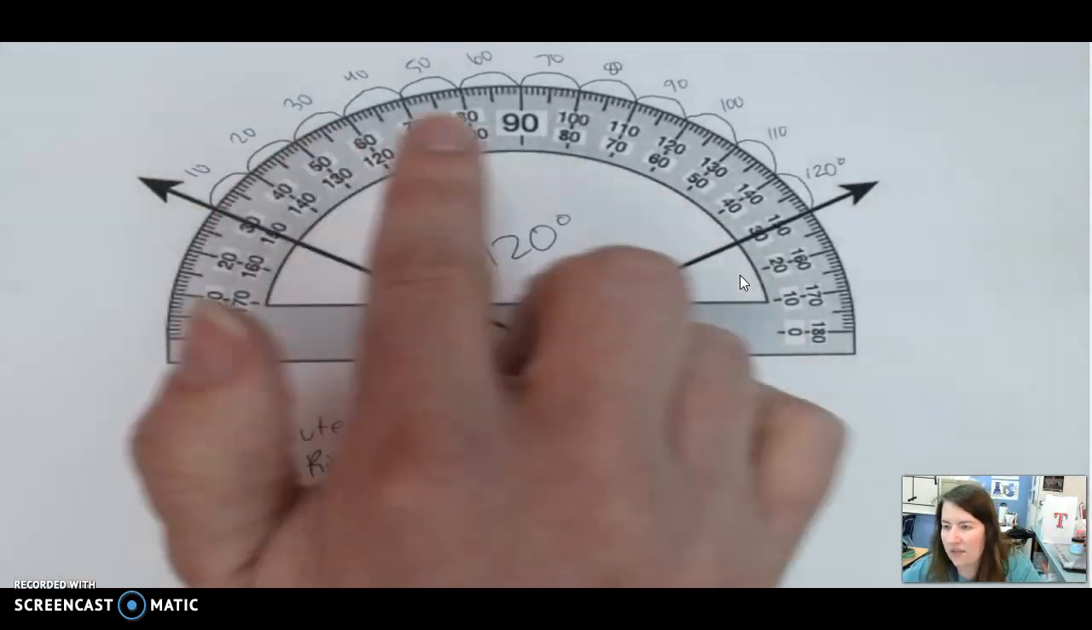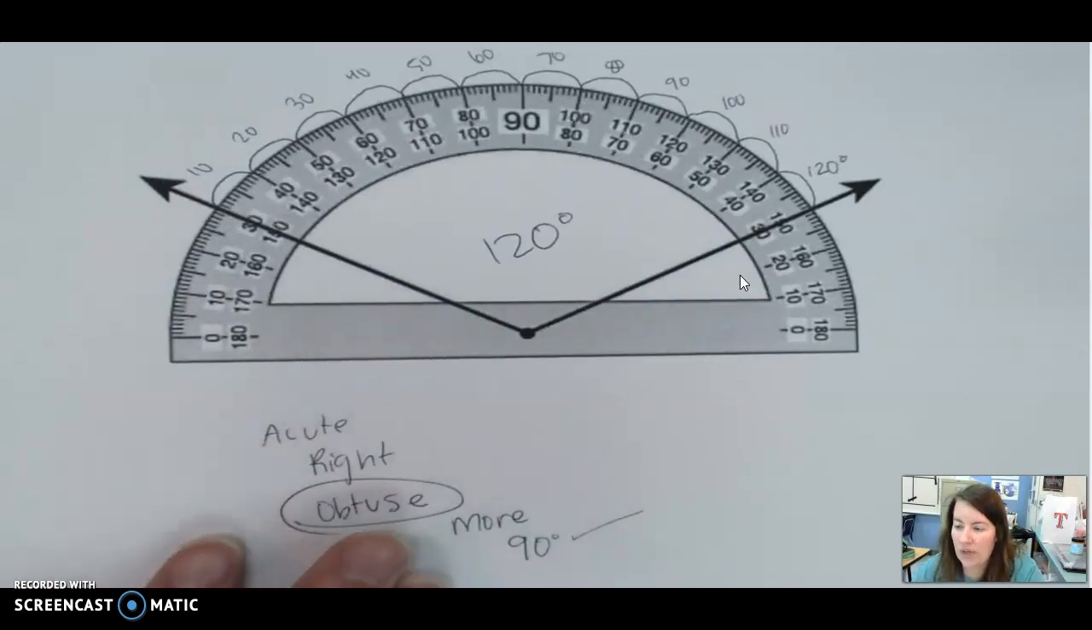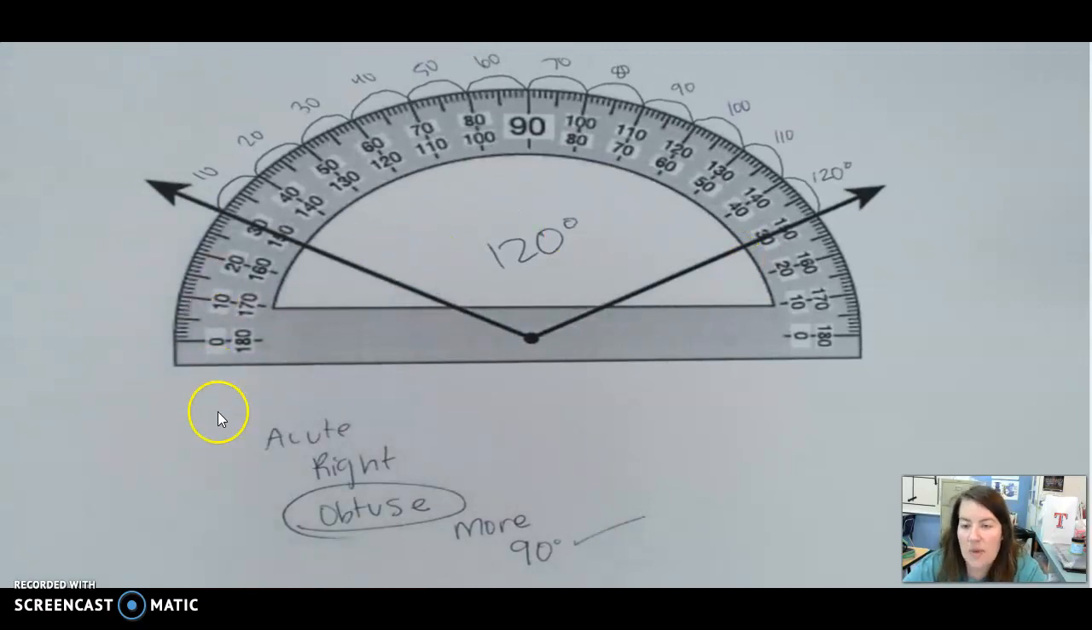If I did all of this and I got something that was less than 90, then I know I made a mistake somewhere, you know? So always check to yourself, is it acute, right, or obtuse, and that will give you a good head start when you're dealing with measuring angles.